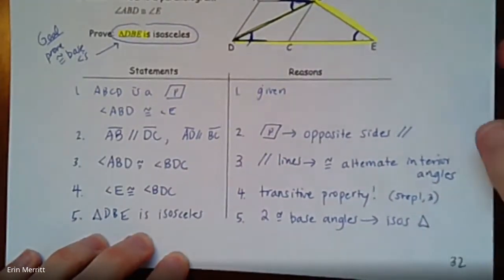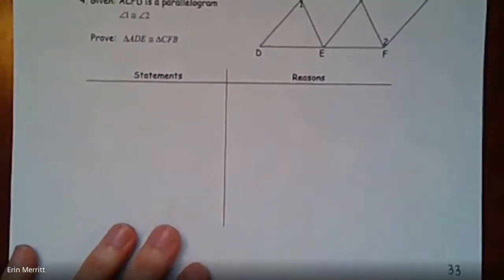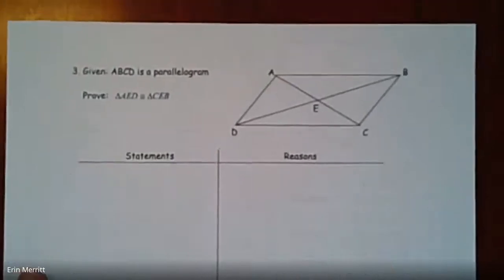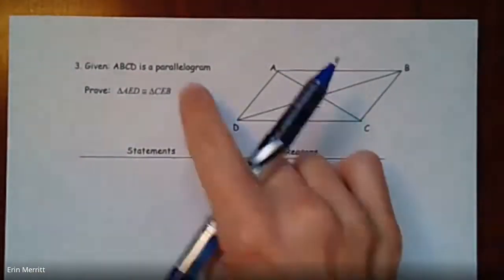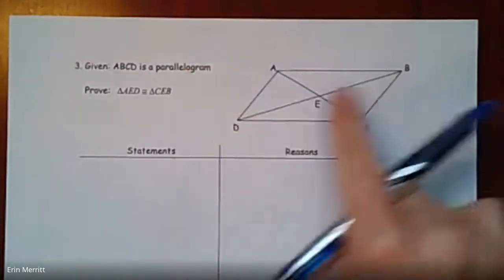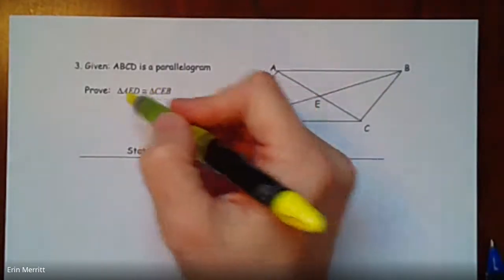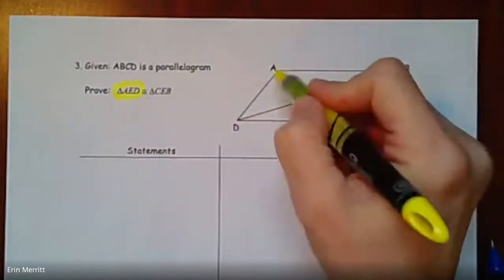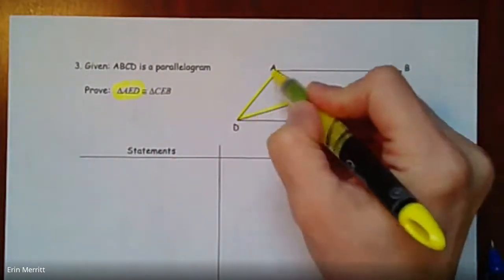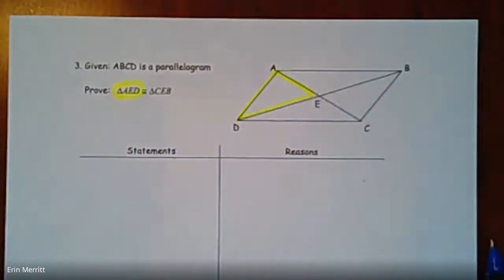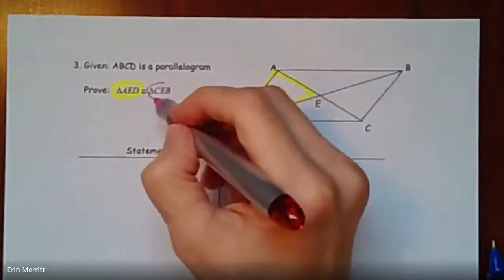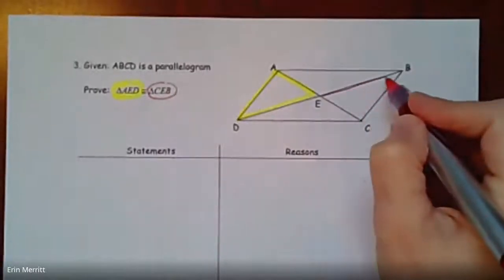All right, let's see if we can do one more together in these notes. So for number 3, they're giving you a parallelogram. You've got both the diagonals. What you're being asked to prove here is that triangle AED, so I'm going to just highlight that, that's this guy, triangle AED is congruent to triangle CEB. CEB is this guy.